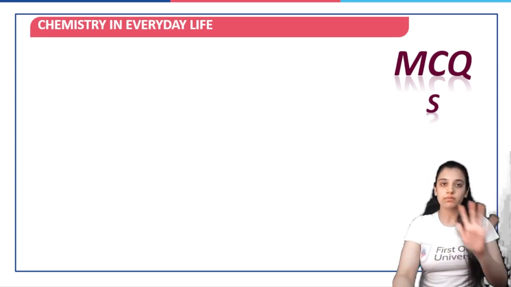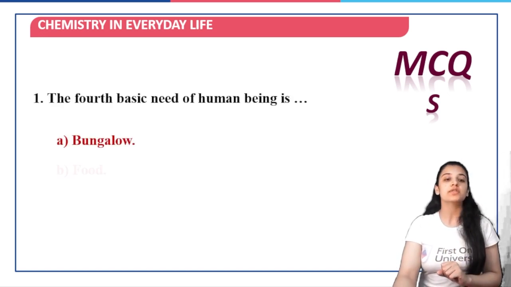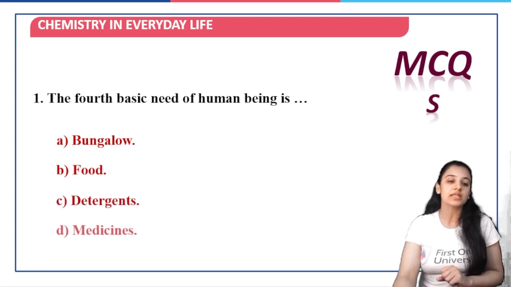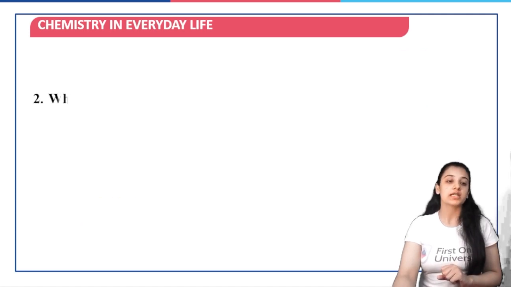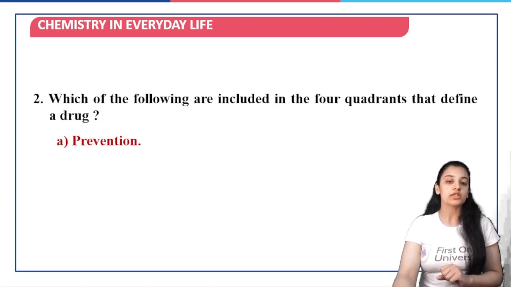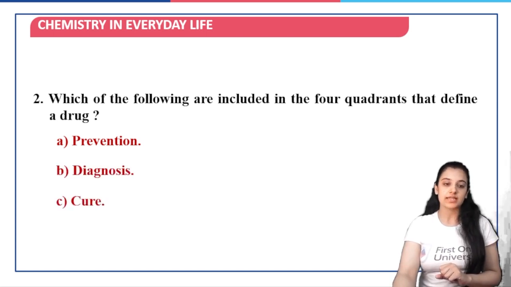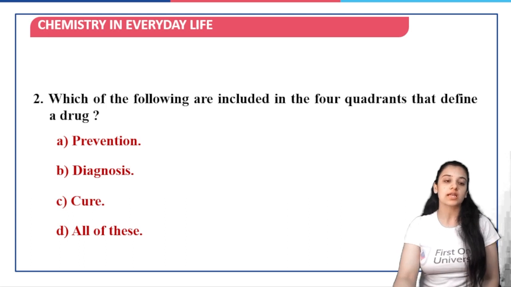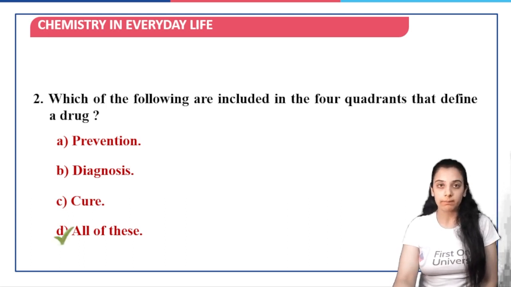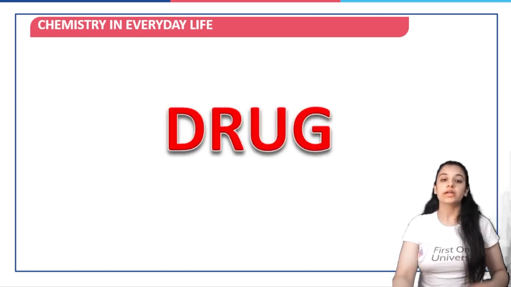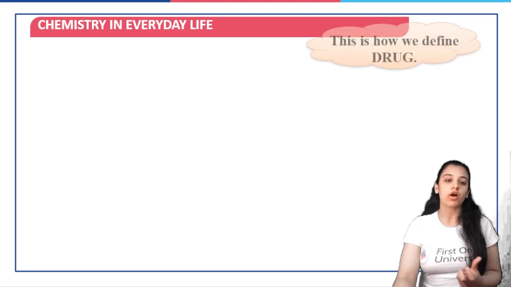Based on this simple introduction, let's have a look at few MCQs. The fourth basic need of human being is medicines. Option 4 is the correct answer. Next, which of the following are included in the four quadrants that define a drug? Prevention, yes. Diagnosis, yes. Cure, yes. So all of these is the correct answer. Option D.